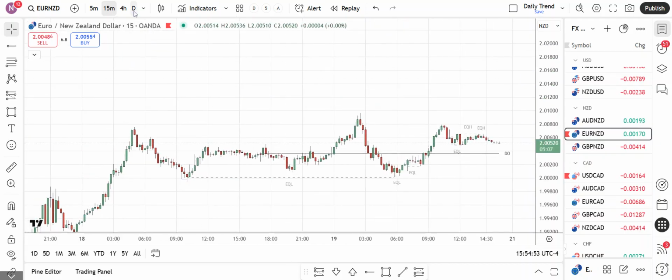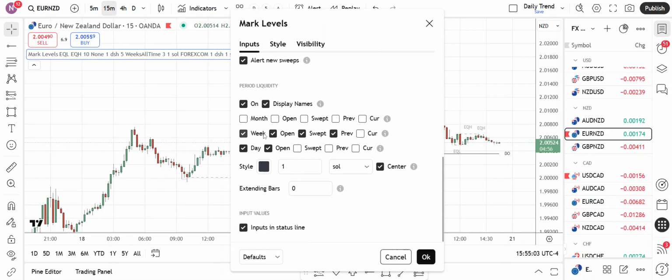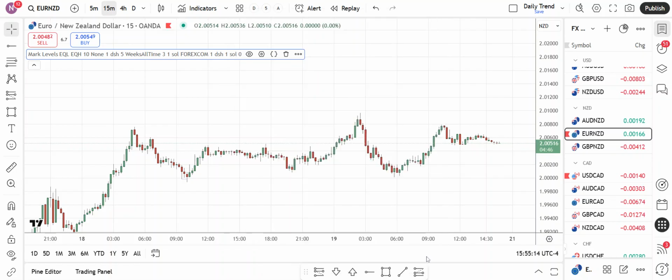So again, how do you set that up? All you do is go to mark levels. I would not recommend trying to look for daily trades based on monthly levels because it's just not going to happen. You can uncheck these equal highs and lows as well. You don't need that. So all you do is go to month. You don't need day, don't need week, and go to current. I'm sorry, not current, previous. There you go. So this will mark the previous month's highs and lows.